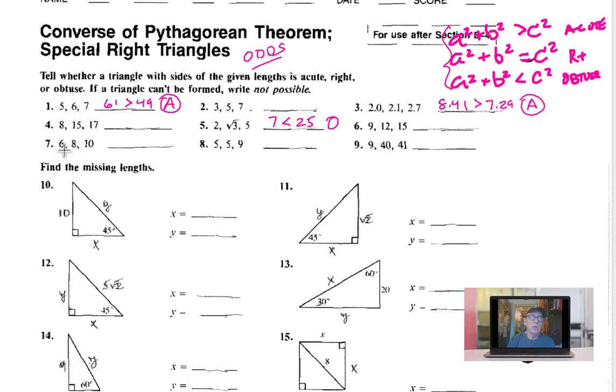Let's look at number 7. 6, 8, 10. 6 squared is 36. 8 squared is 64. That gives us 100. And 10 squared is 100. This gives us an equals, and that goes with a right triangle. Looking at number 9, we have 9 squared and 40 squared. 9 squared is 81. 40 squared is 1600. This gives us 1681. And 41 squared is also 1681. So we have another equals. That gives us a right triangle.